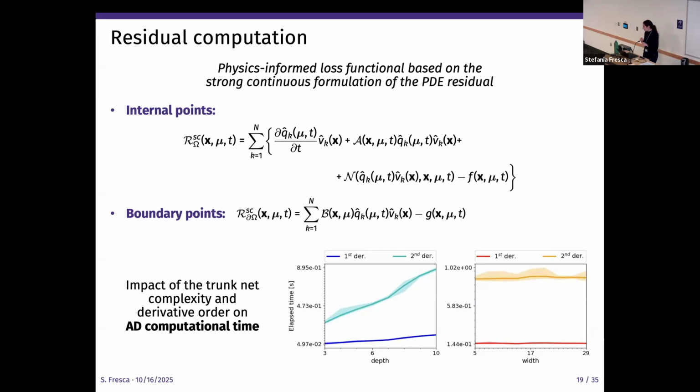So, derivatives are computed at training time, during the training phase. And in this way, the training computational time can easily grow when we are dealing with high-order derivatives or very deep trunknets. So we needed to devise a training algorithm, a strategy, in order to limit the computational burden associated with the residual computational pipeline.